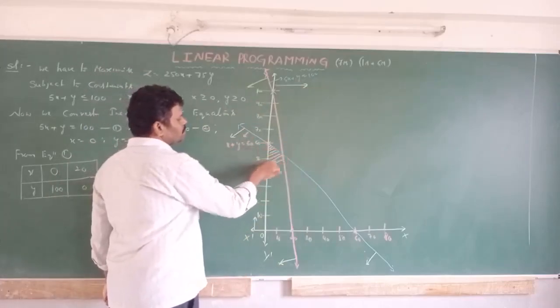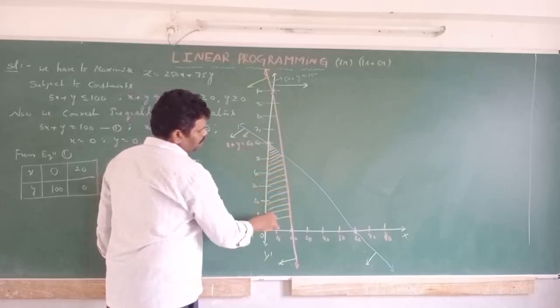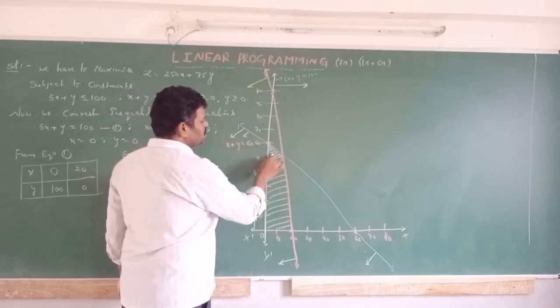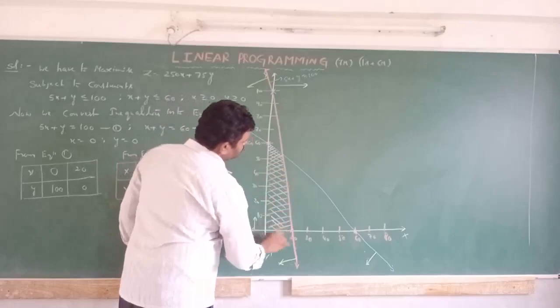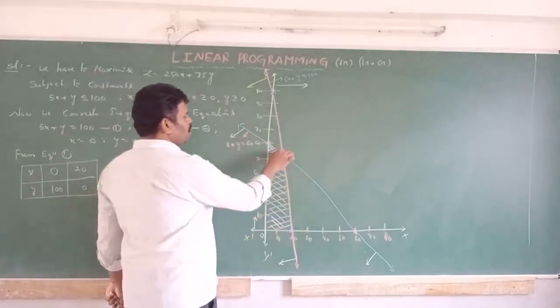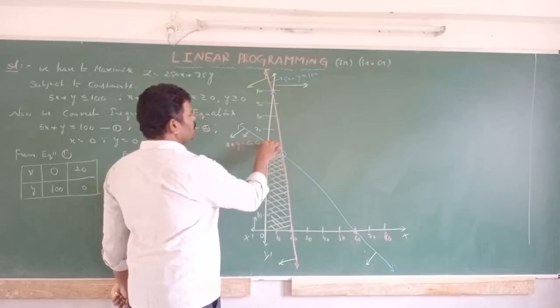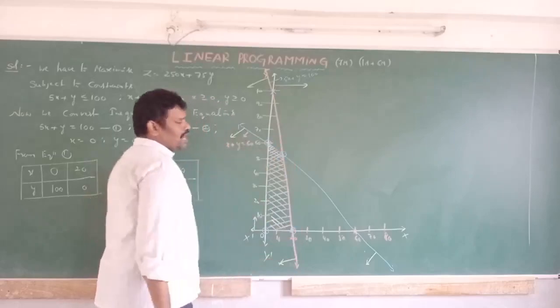So what are we observing here? This is the total common portion, and this is the feasible region. This is called the feasible region. Okay? Here the corner points: this is one corner point, this is one corner point, this one also is a corner point, and this one is another corner point.